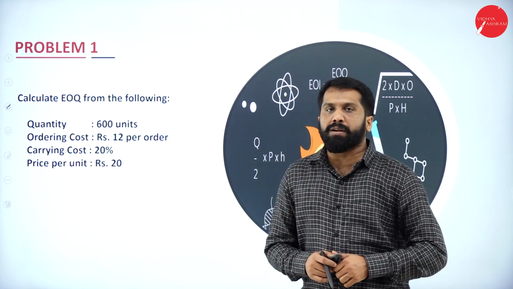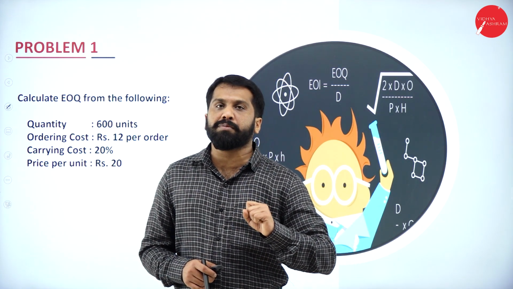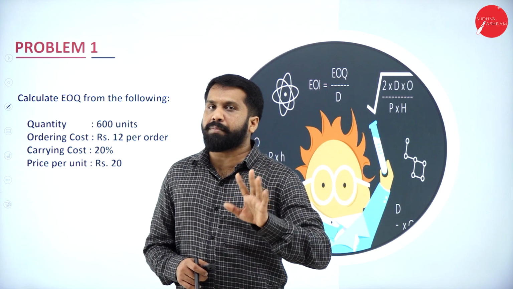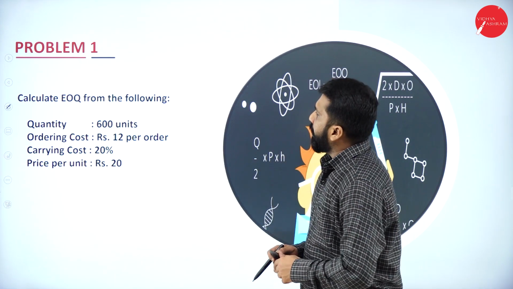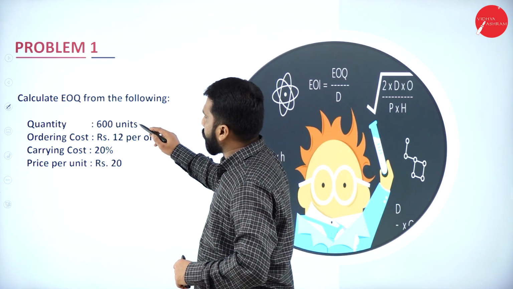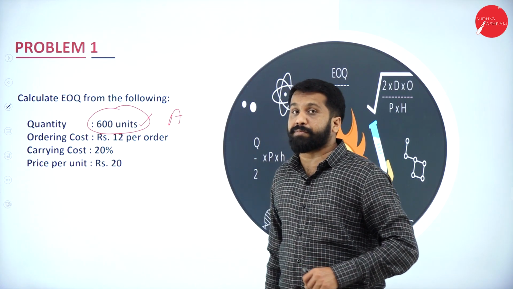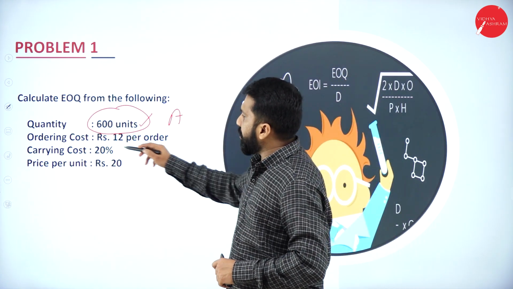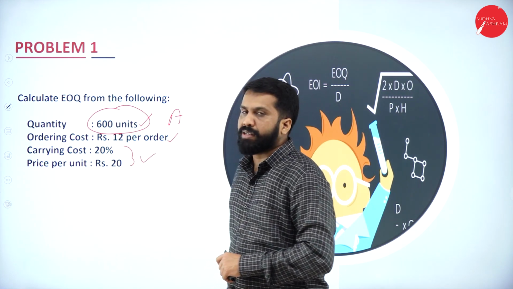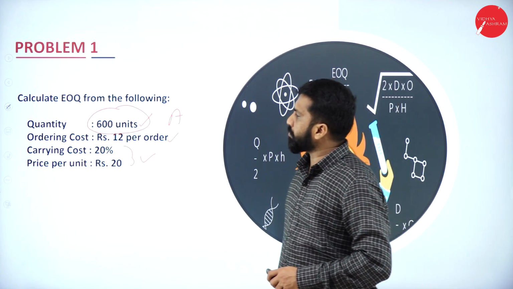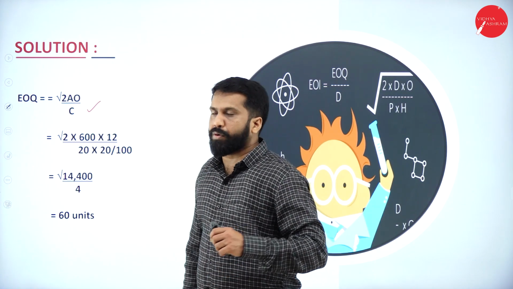Now, we'll go for problem number 1. As I told you, this is your 5-mark problem. Remember, how many marks you will get? 5 marks. In your 5-mark questions, you may expect EOQ problems. As per this calculation, EOQ is based on annual consumption. What is the annual consumption? 600. Ordering cost is 12, and carrying cost you just multiply: 20 into 20%. Now, what is your formula? Square root of 2AO divided by C. Hope you understood.